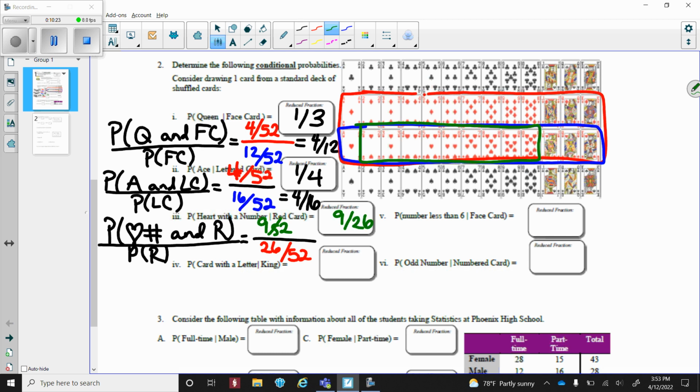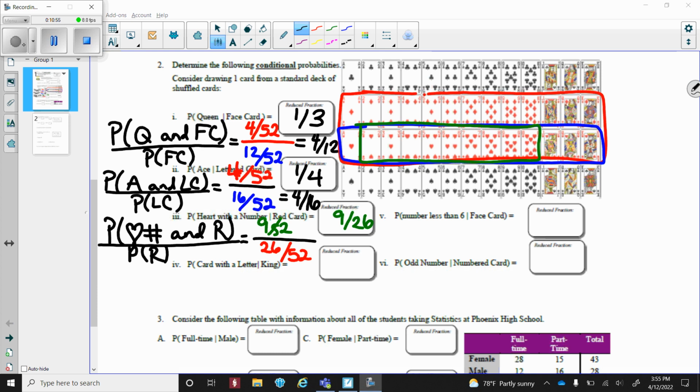Now, there's another way that we could do this. Instead of setting it up in the fraction divided by a fraction, we can just say, well, we have 9 cards that are hearts with a number, and we have 26 red cards. So we can set up 9 divided by 26. Those 52s are going to cancel anyways, so we don't necessarily have to show them.